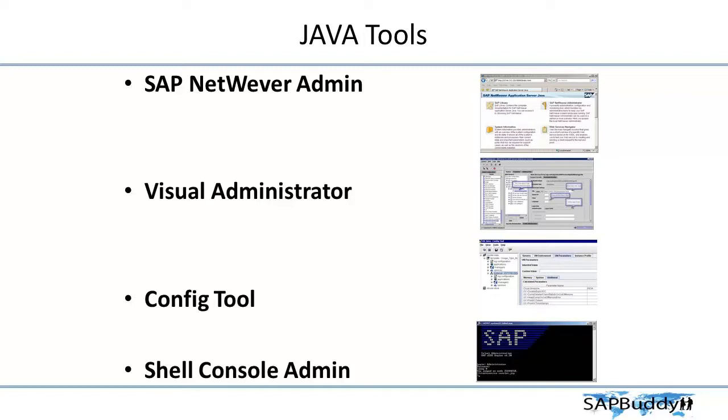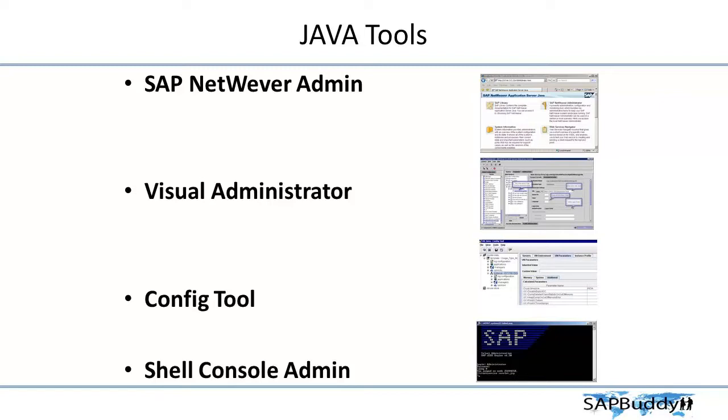And the second one is Visual Administrator. Visual Administrator is a GUI tool which you can run in your SAP system to do some configurations. Then we have the config tool. This is also the same as Visual Admin, but slightly different. We will see in detail what we can do with each of these tools.